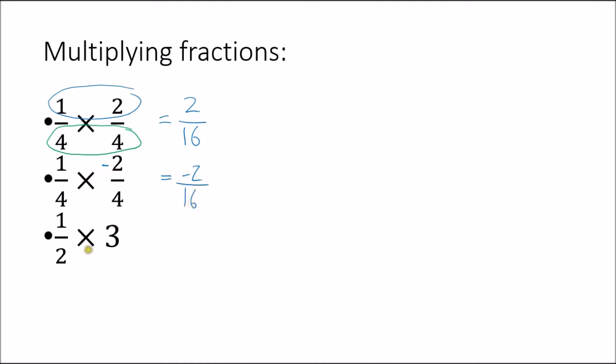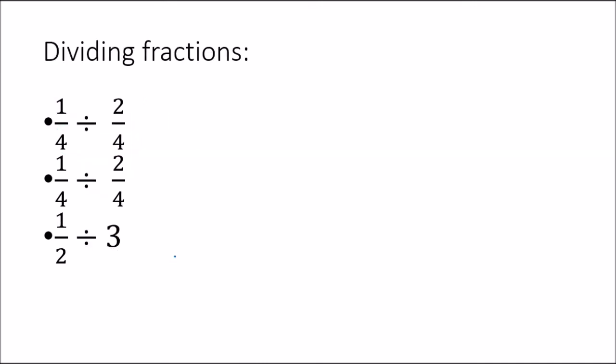Now one thing that'll come up a bit and confuses people sometimes is what to do if you've got a situation like this, 1/2 times 3. Well, what you've got to remember there is that any whole number can be written as a fraction over 1. So then you have 2 numerators and 2 denominators, and it just works out exactly the same as the examples above.